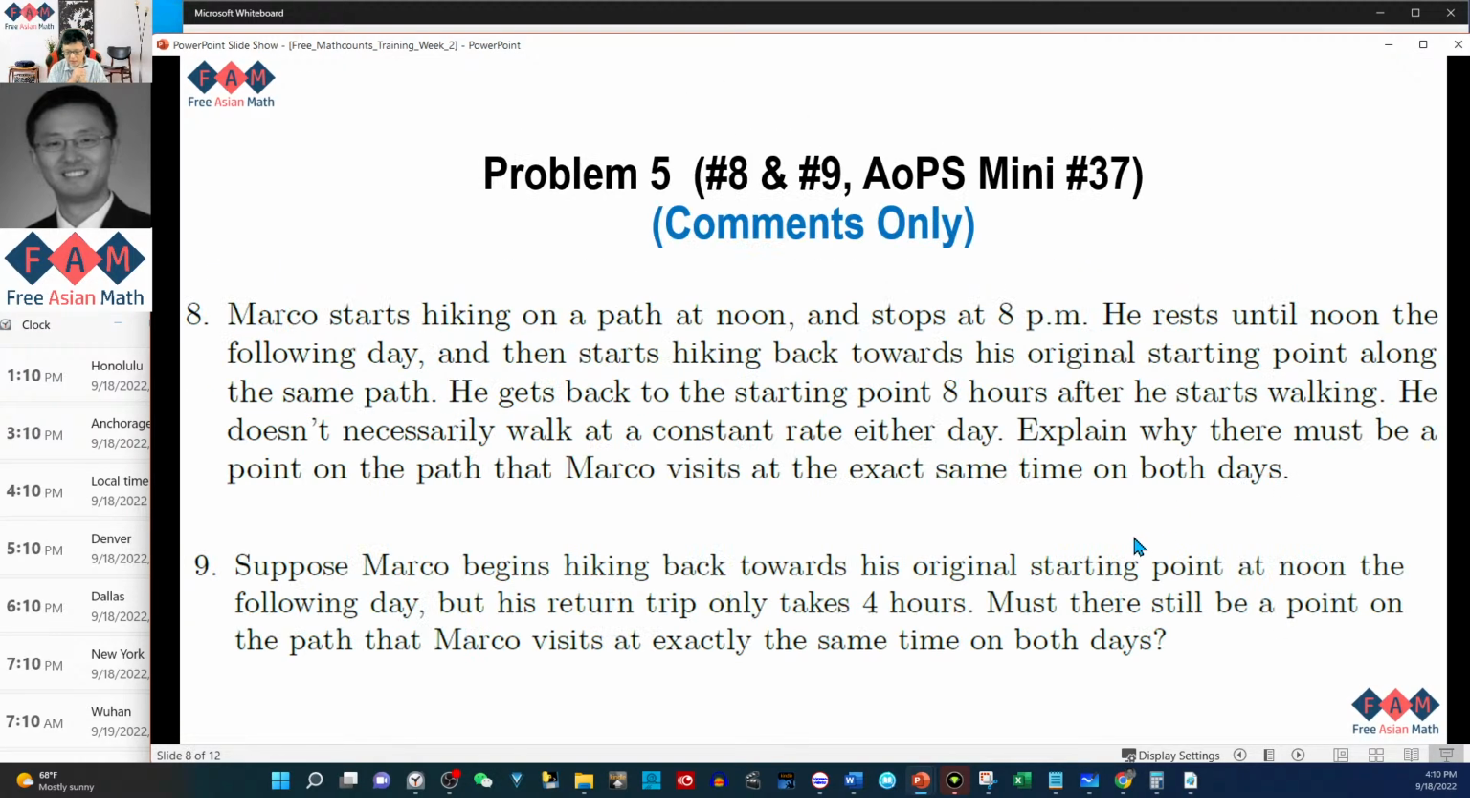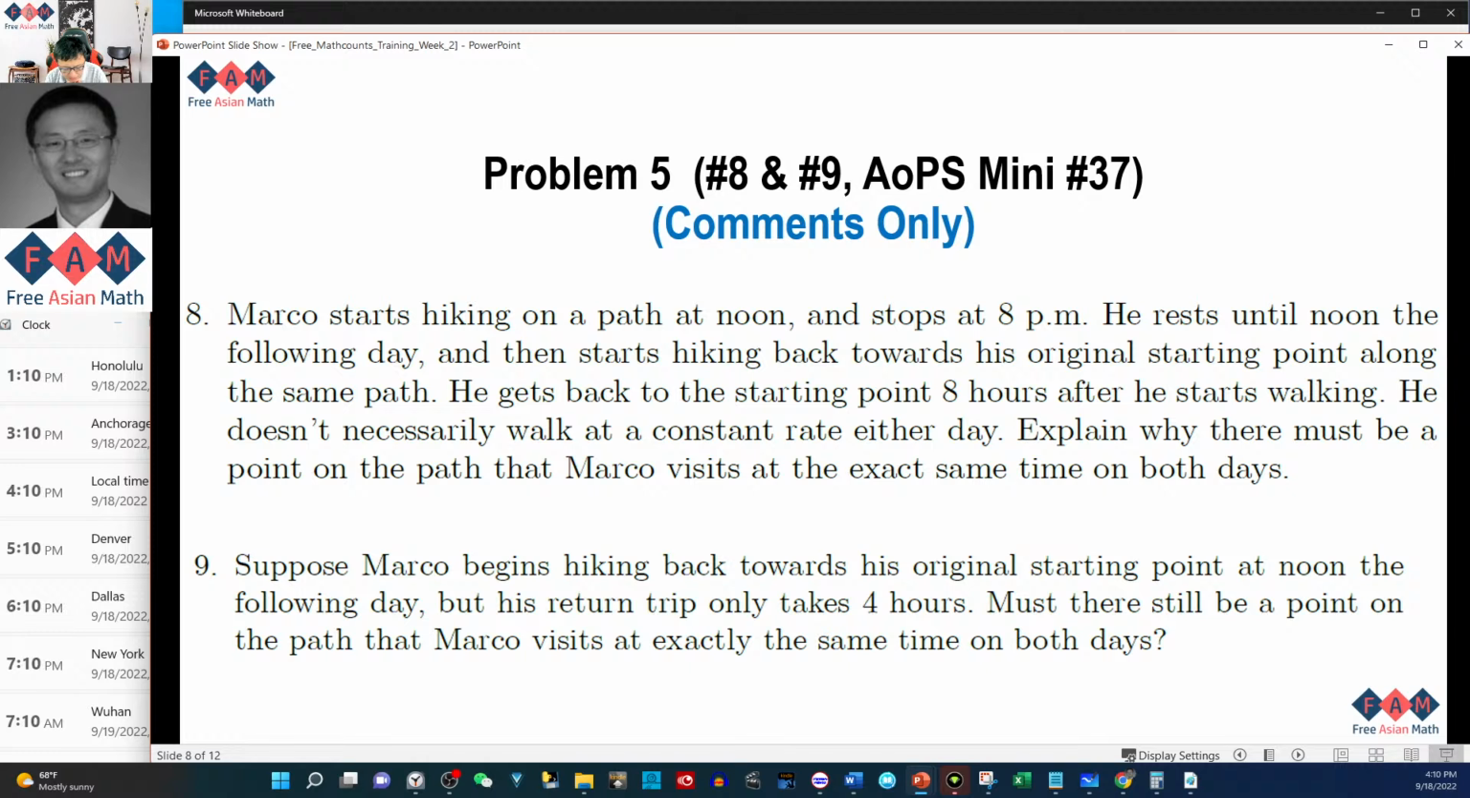So this problem, we are not going to solve it because it is asking a question, but both problems are of the same nature. That's why we combine them together. Let's go back to an earlier problem.